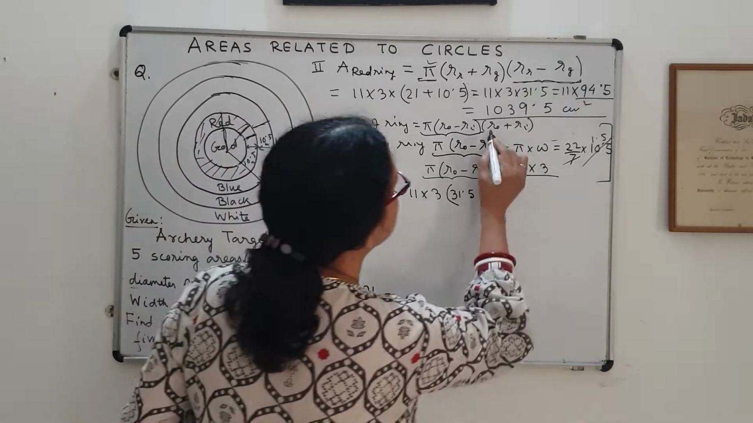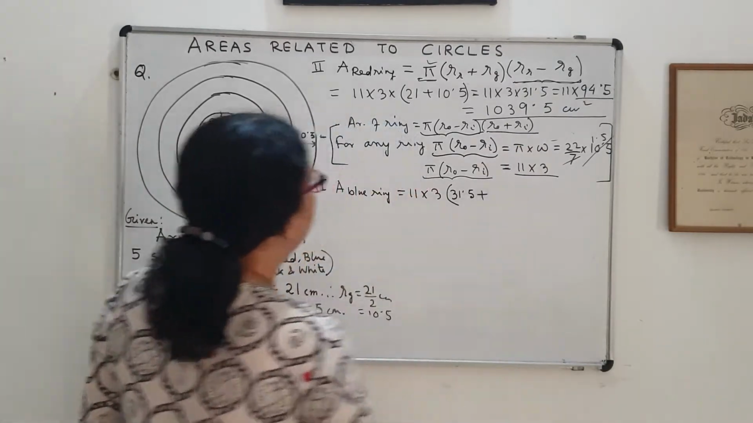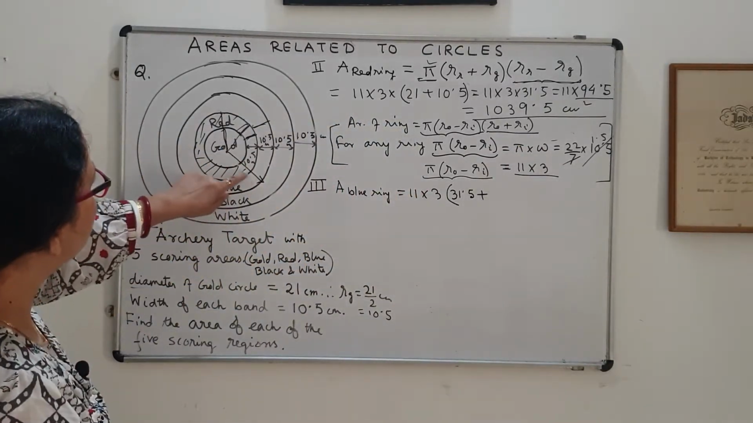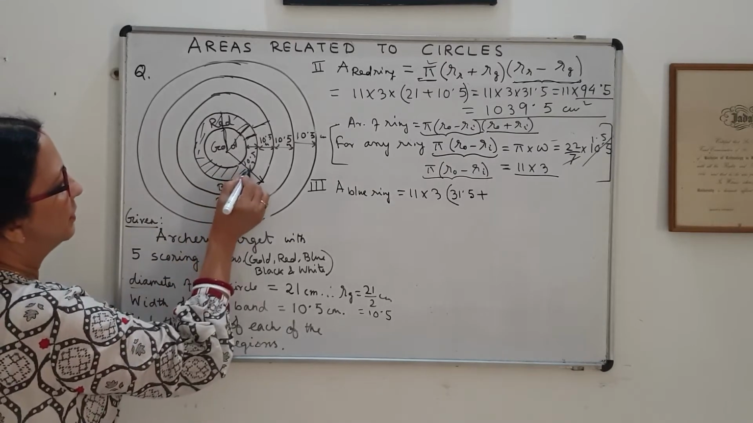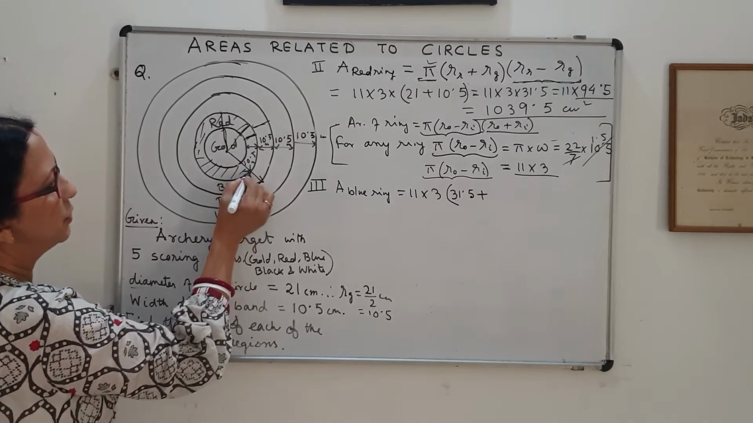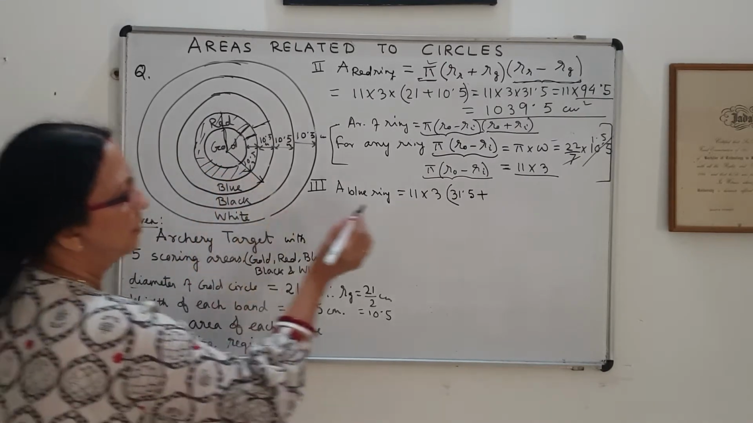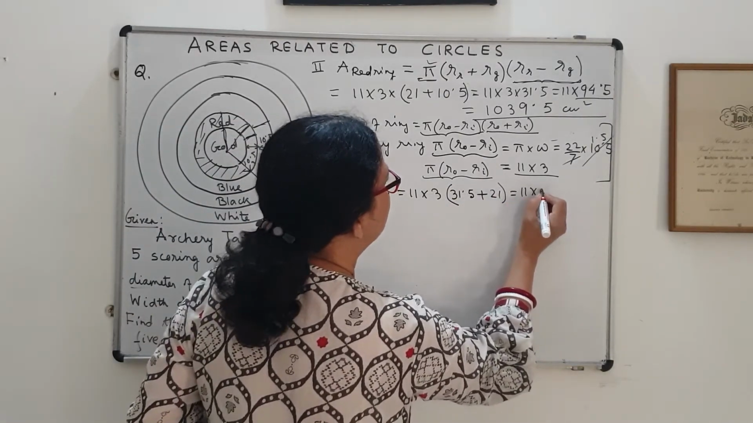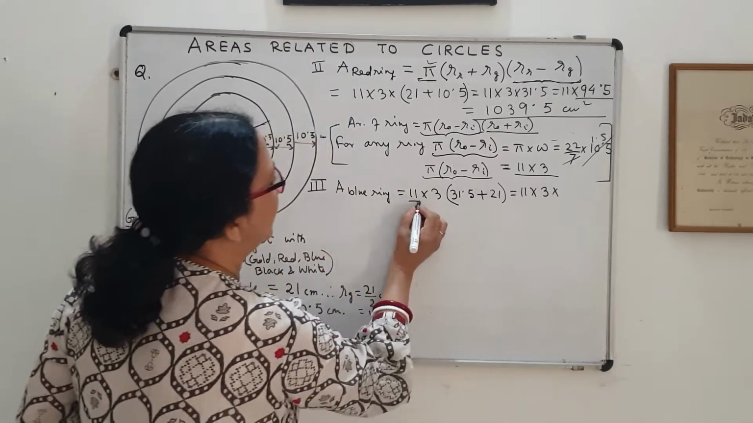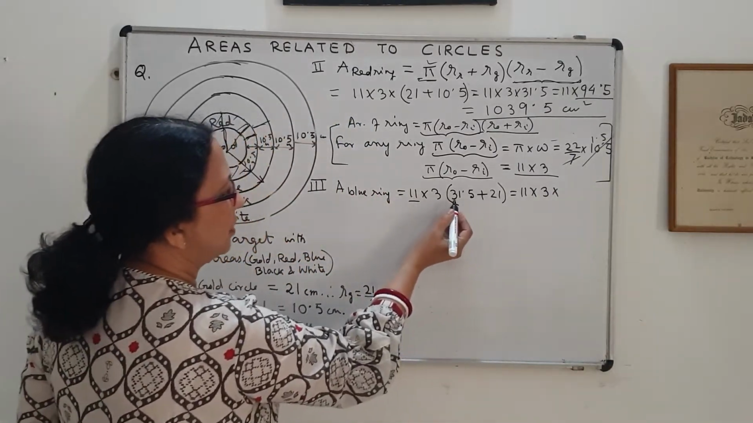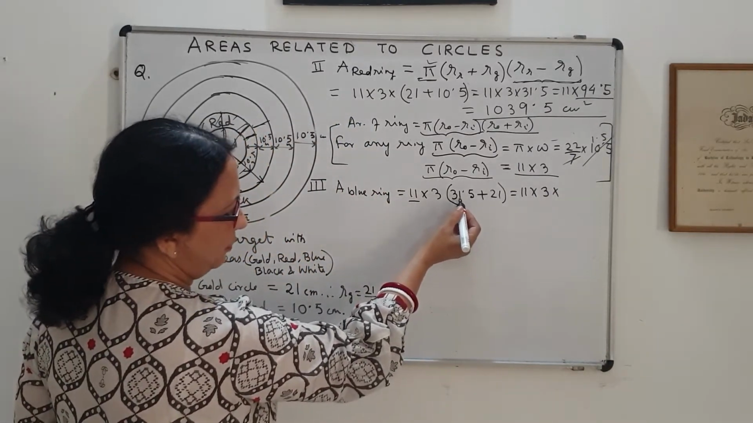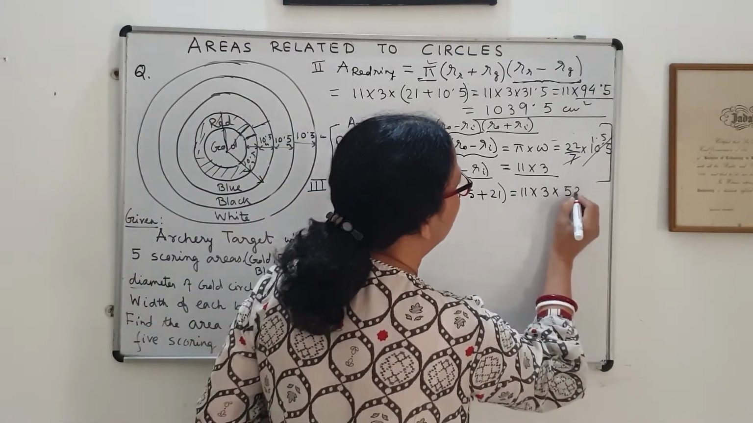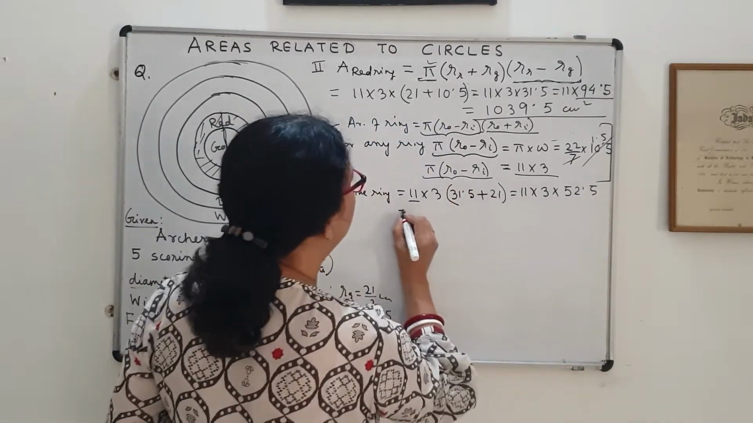Then I have to add this sum, this Rho plus Ri. Ri for blue ring is the radius of the red ring, this much, and this is nothing but 21. 10.5 plus 10.5, 21. So I am keeping 11 intact. I will be multiplying these two. So 31.5 plus 21, how much is it? 52.5. Then it is very simple.